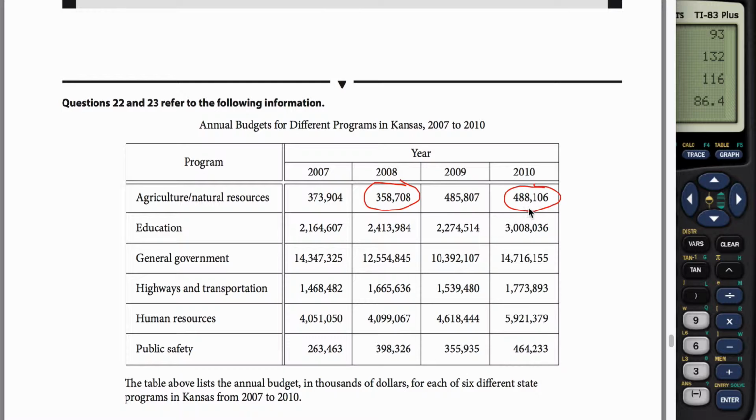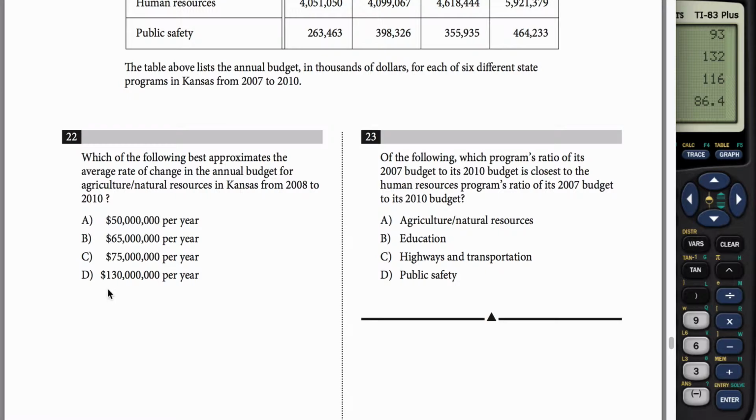If you subtract the two of those, what you'll get is about 130. 488K, which is really 488 million because these are in thousands, but we'll let that slide for now, minus 358K. That leaves us with approximately 130K. I bet 130K, or really 130 million because we have to multiply by 1,000, is an answer here. That's my answer, right?